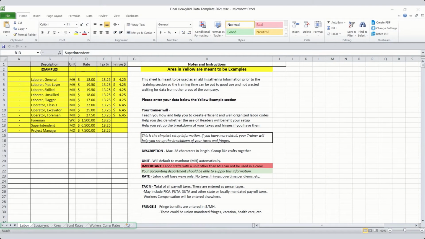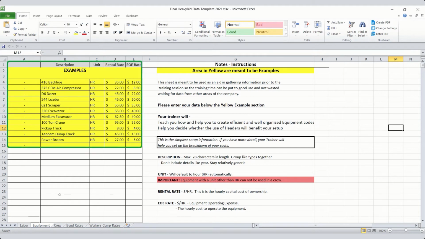So the next tab down here you'll see is the equipment tab. Very similarly to the labor tab, again, there are examples up here at the top. This may or may not fit your needs. Like this, you may have several loaders in the same classification, and so you can do a 544 loader classification, or maybe that doesn't work for you.